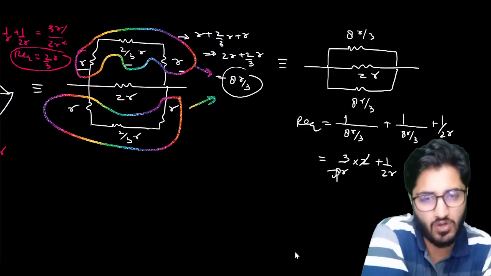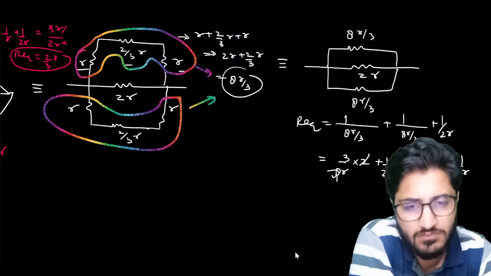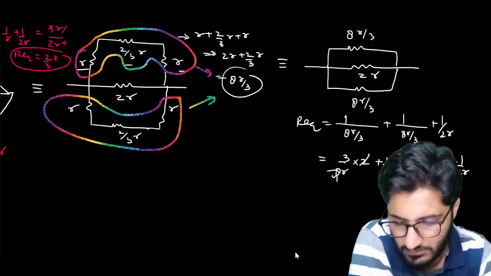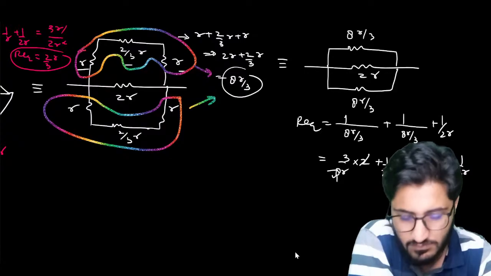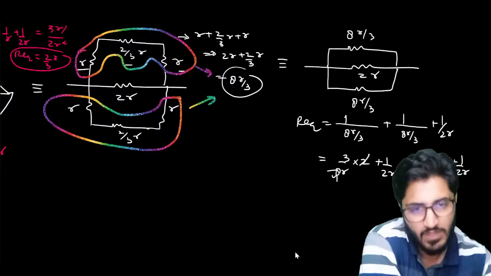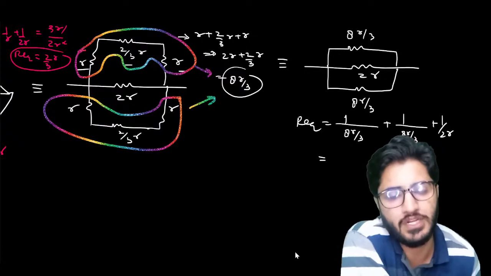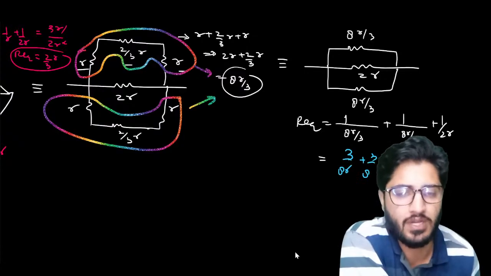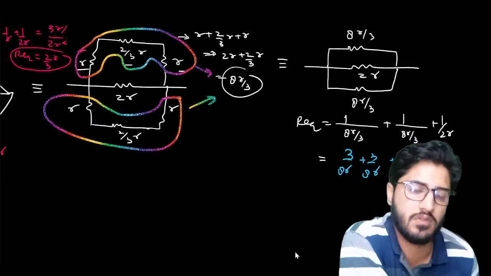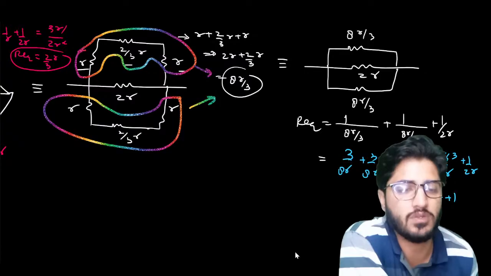I think I am doing something wrong, no? So, am I doing something wrong, no? Look now. So I can just do like this, and it will become 1 by 8R. So it is 3 by 8R. 3 by 8R plus 1 by 2R. It will be 6 by 8R plus 1 by 2R. Same, no? Okay. It is 3 by 4R plus 1 by 2R.